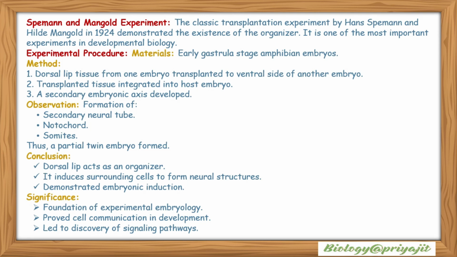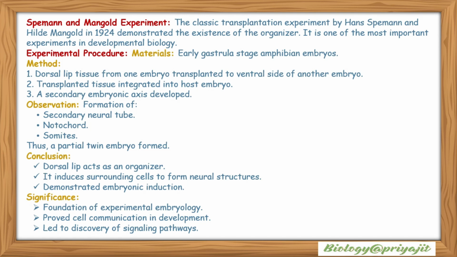So now we will study the Spemann and Mangold experiment. The classic transplantation experiment by Hans Spemann and Hilde Mangold in 1924 demonstrated the existence of the organizer. It is one of the most important experiments in developmental biology. The experimental procedure: the materials are early gastrula stage amphibian embryos. Method: dorsal lip tissue from one embryo is transplanted to the ventral side of another embryo.